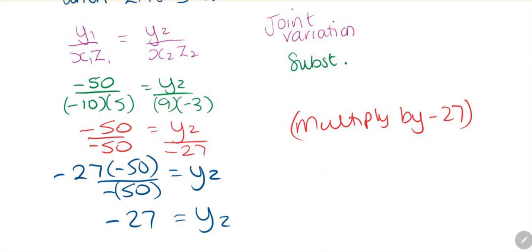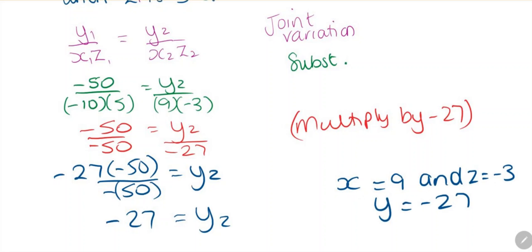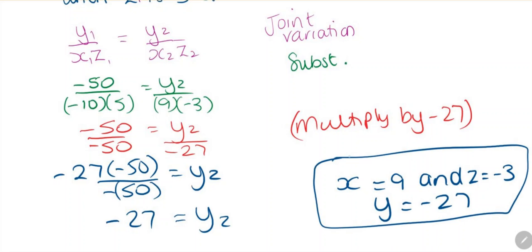So the question says, find y when x is 9 and z is minus 3. So we can say when x is 9 and z is minus 3, y is minus 27.